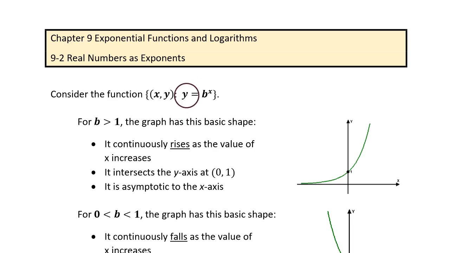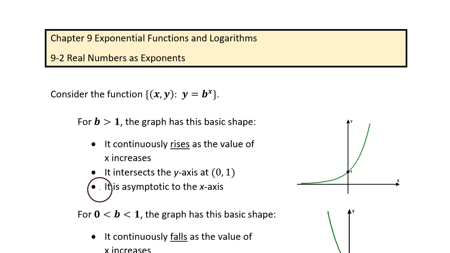Consider this general function, y equals b to the x, where b is whatever number the base is. If the base is greater than 1, then we know the following things about the graph. It will continuously rise as x increases. We say that it increases from left to right, or rises from left to right. You see that when you look at the drawing, this green curve getting higher as you move to the right.